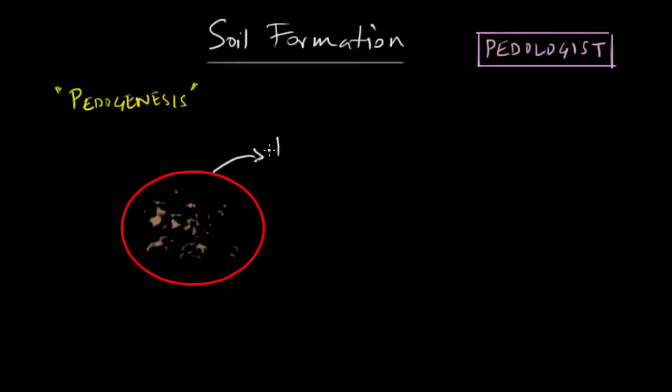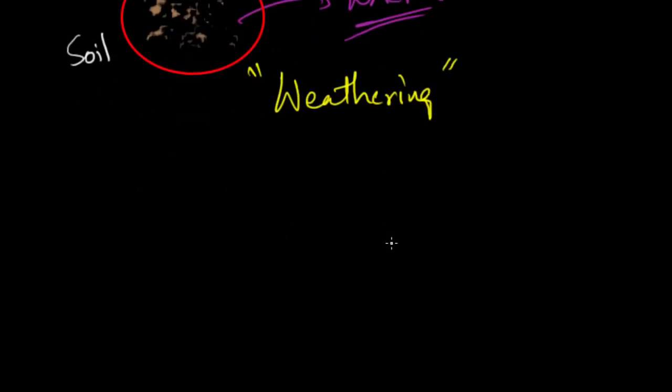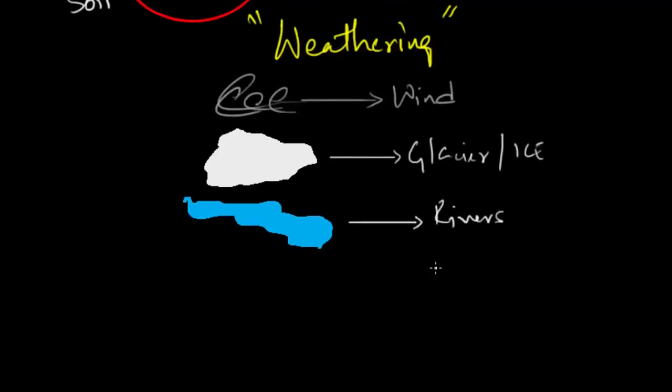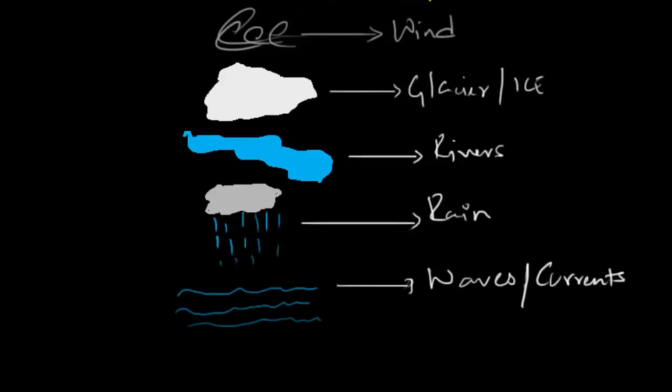And where do these particles come from? Now, that's the first question in soil formation. It all starts with weathering of rocks. Weathering is an exogenic force. Rocks get weathered due to activities of wind, glaciers, rivers, rain, waves, and currents. So these are agents that help in weathering rocks.